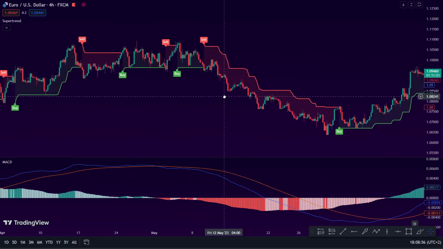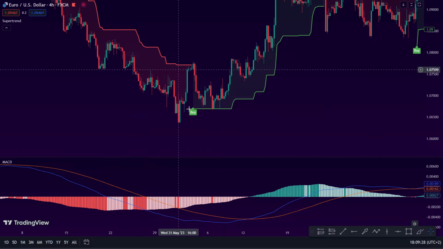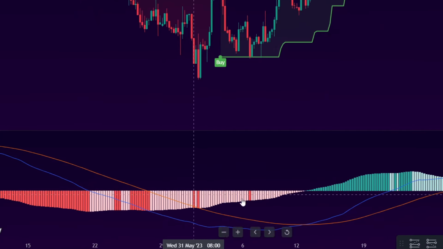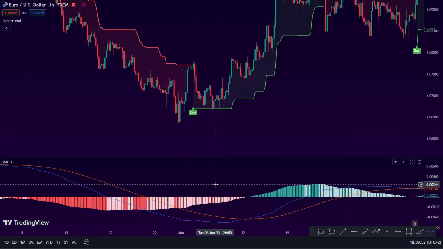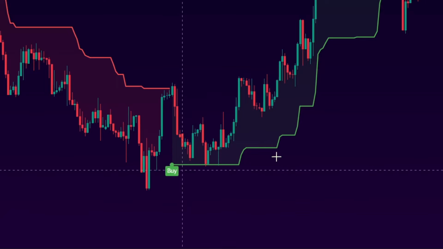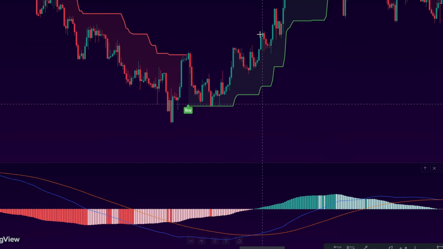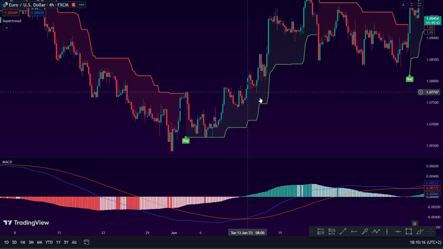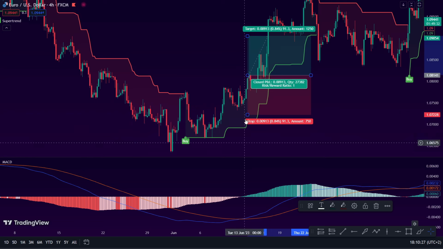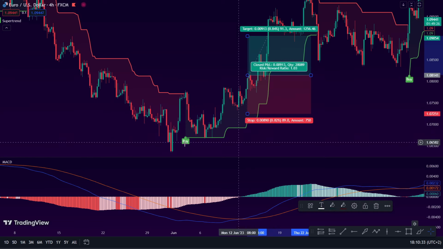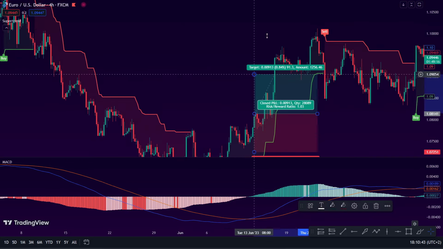Let's start from here. As you can see here, the supertrend line continues in red, and the momentum of MACD decreases here. We get a buy signal here, but MACD continues in red with less momentum. After getting the buy signal, I wait for the switch from red to green on MACD. Here it happened in this candle, for example. Let's say I take a buy position here. I put the stop at the previous low, or I can put the stop below this buy label, and we should make the risk reward ratio at least 2.